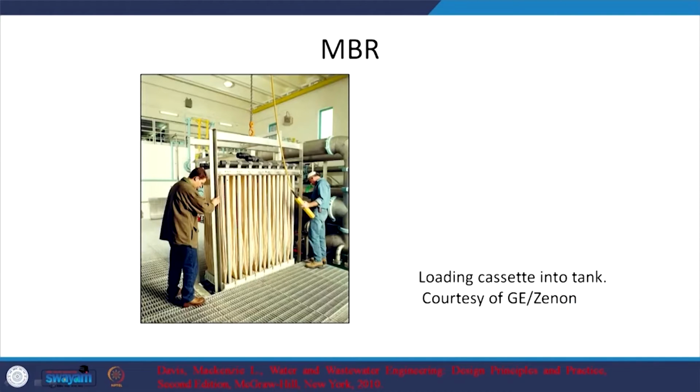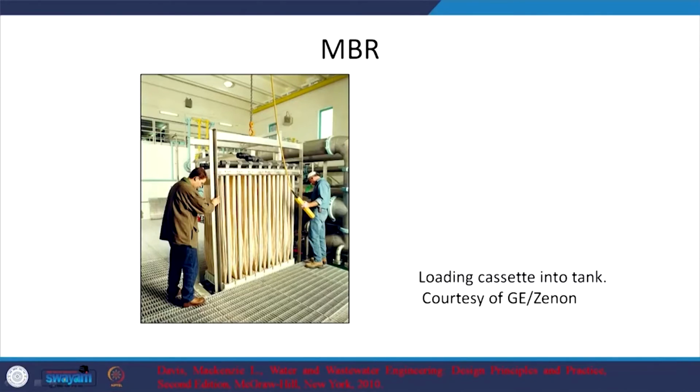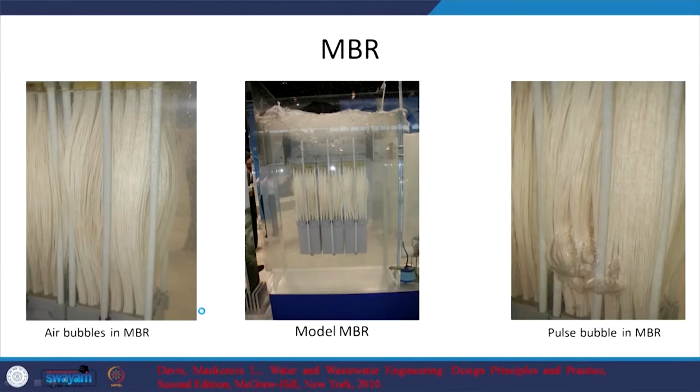Here you see these membranes being lowered into the relevant tank. Again, as we mentioned, the water will flow around it and then will have to flow through this membrane. Thus, the microbes will not be able to pass through the membrane and the clear water will move out of the system, right? Let's move on. So, air bubbles in an MBR, as you can see, in a model MBR where you have the membranes and the aeration occurring together.